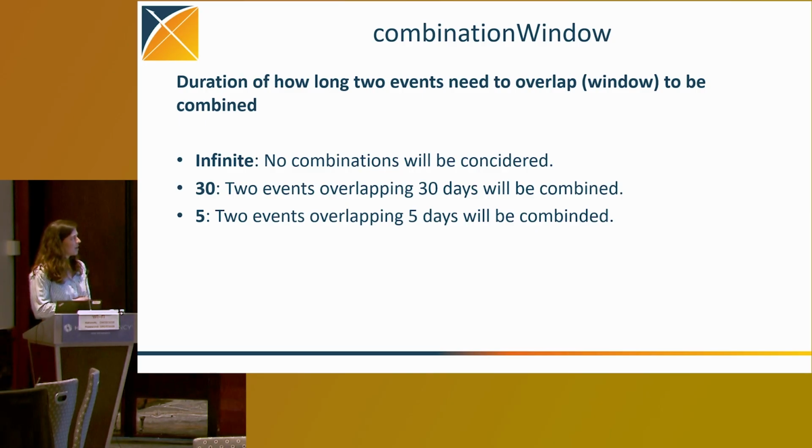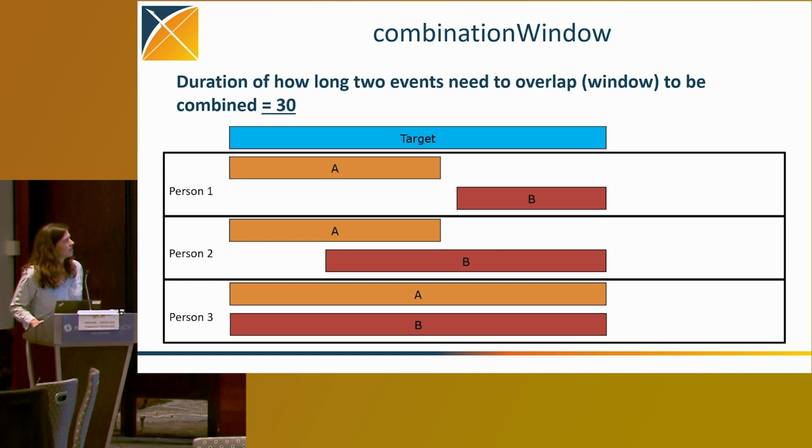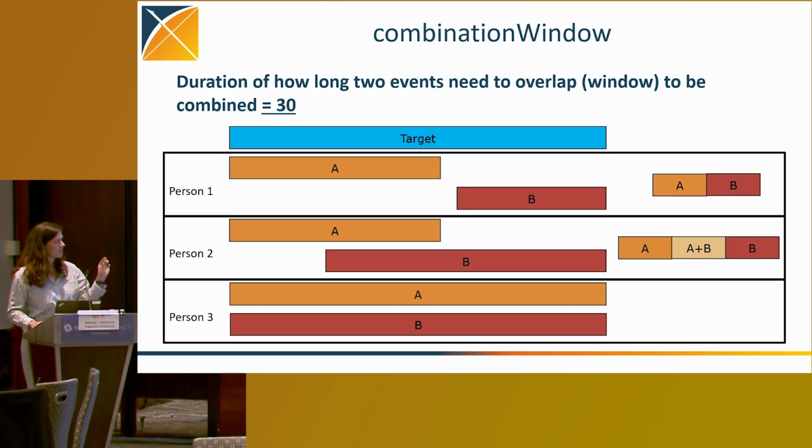If the overlap should be infinite, then there will be no combinations. And if the overlap is 5, so if the combination window is 5, then any 2 events that already have an overlap of 5 days would be combined. Well, to see how this plays out, for person 1, the events are not overlapping, so of course there's no combination. For person 2, there is substantial overlap and they would be formed as a combination, but you can also see that the period before and after is still considered as a phase of monotherapy.